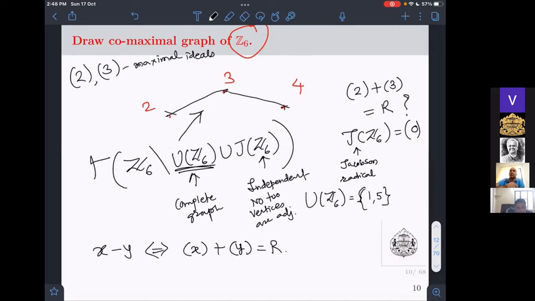Is this okay? So I think you have a little bit of an idea how this co-maximal graph of a ring looks. We drew two graphs. One was considering all the elements of a ring R. Another one where we threw out these two sets, units as well as elements which are in the Jacobson radical.